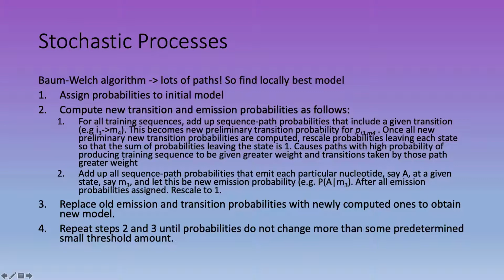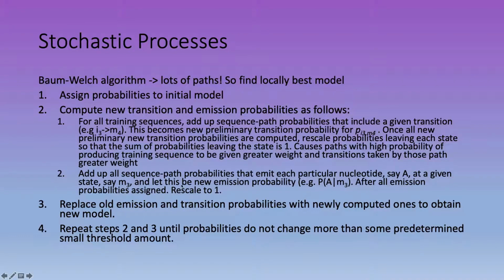And then once it adds them all up, that's going to be the new probability for going from I to M. And once it has added up all these new probabilities, then it's going to rescale everything to 1, right? So it's going to rescale all the probabilities that are coming out from I to M and make sure that they are rescaled to 1. This causes the highest probability of producing the training sequence by giving greater weight and transitions to those taken by the path which has the most likely outcome.